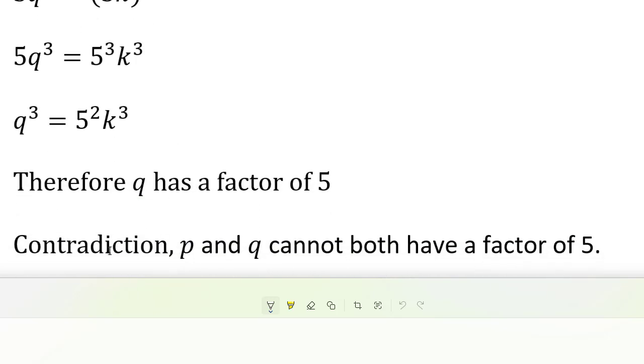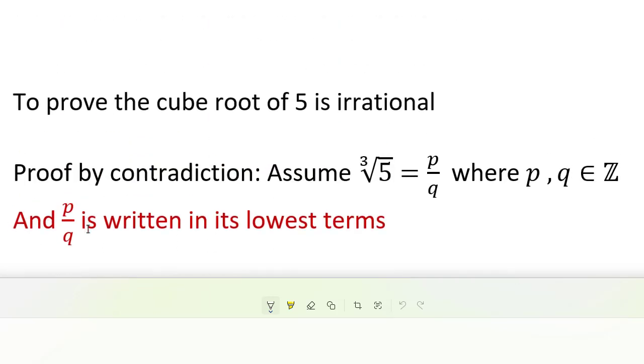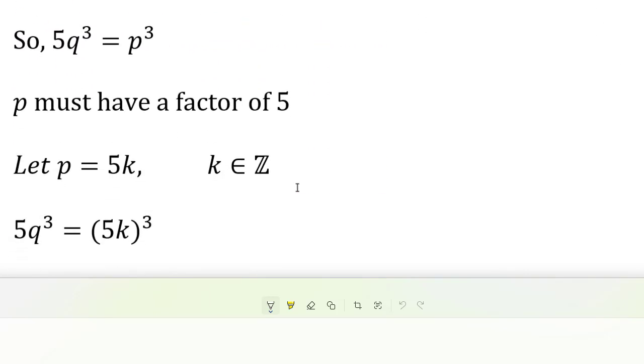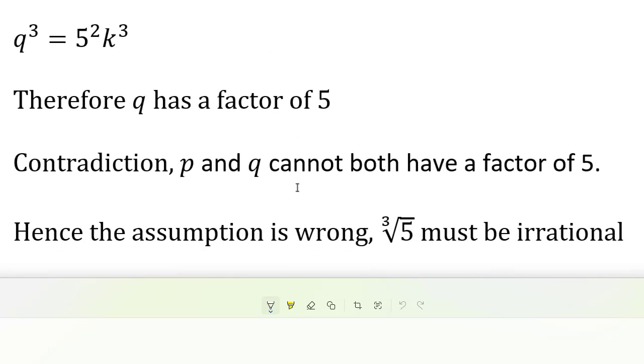So we say, oh, that's a contradiction. p and q cannot both have a factor of 5 because p and q is written in its lowest terms. And so, hence, the assumption is wrong. That's it. Really nice.